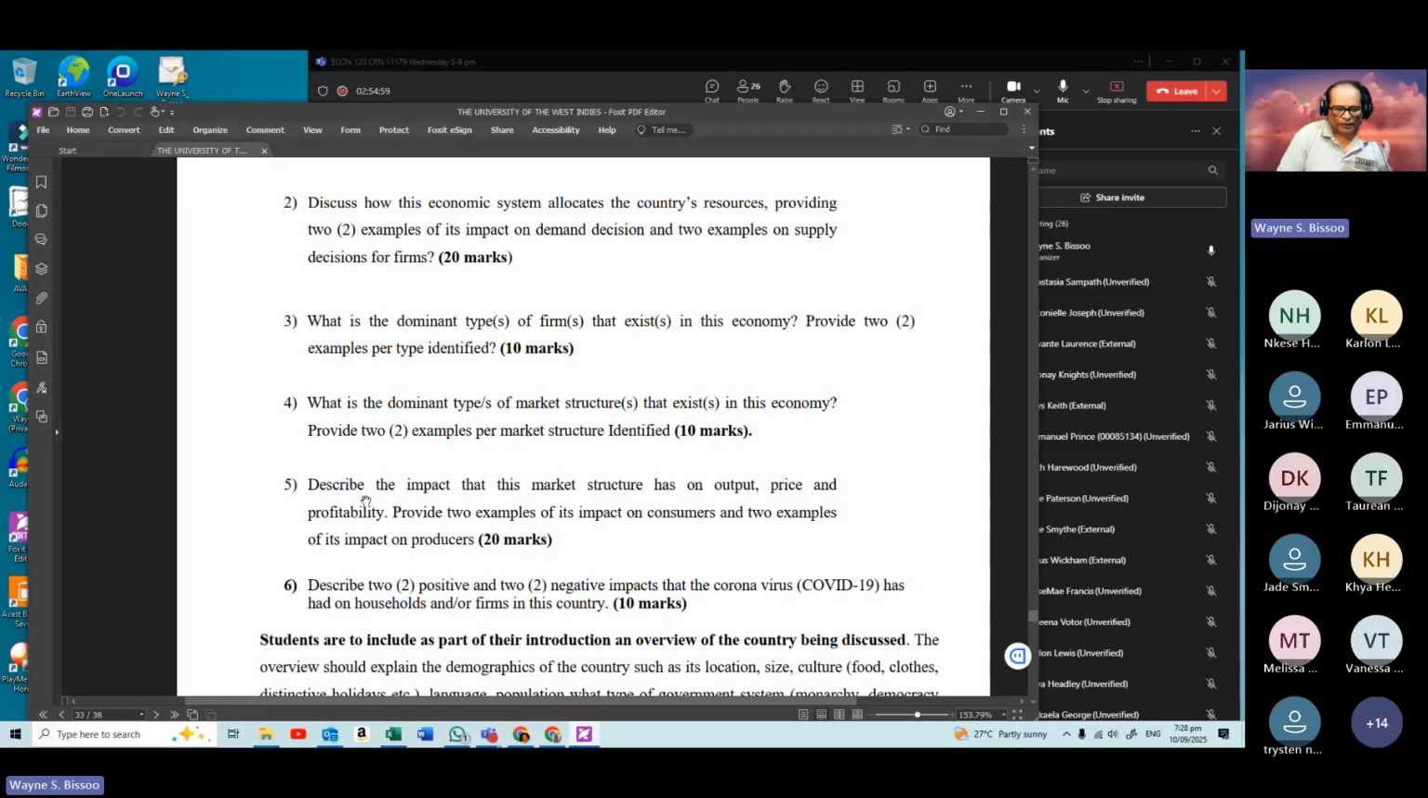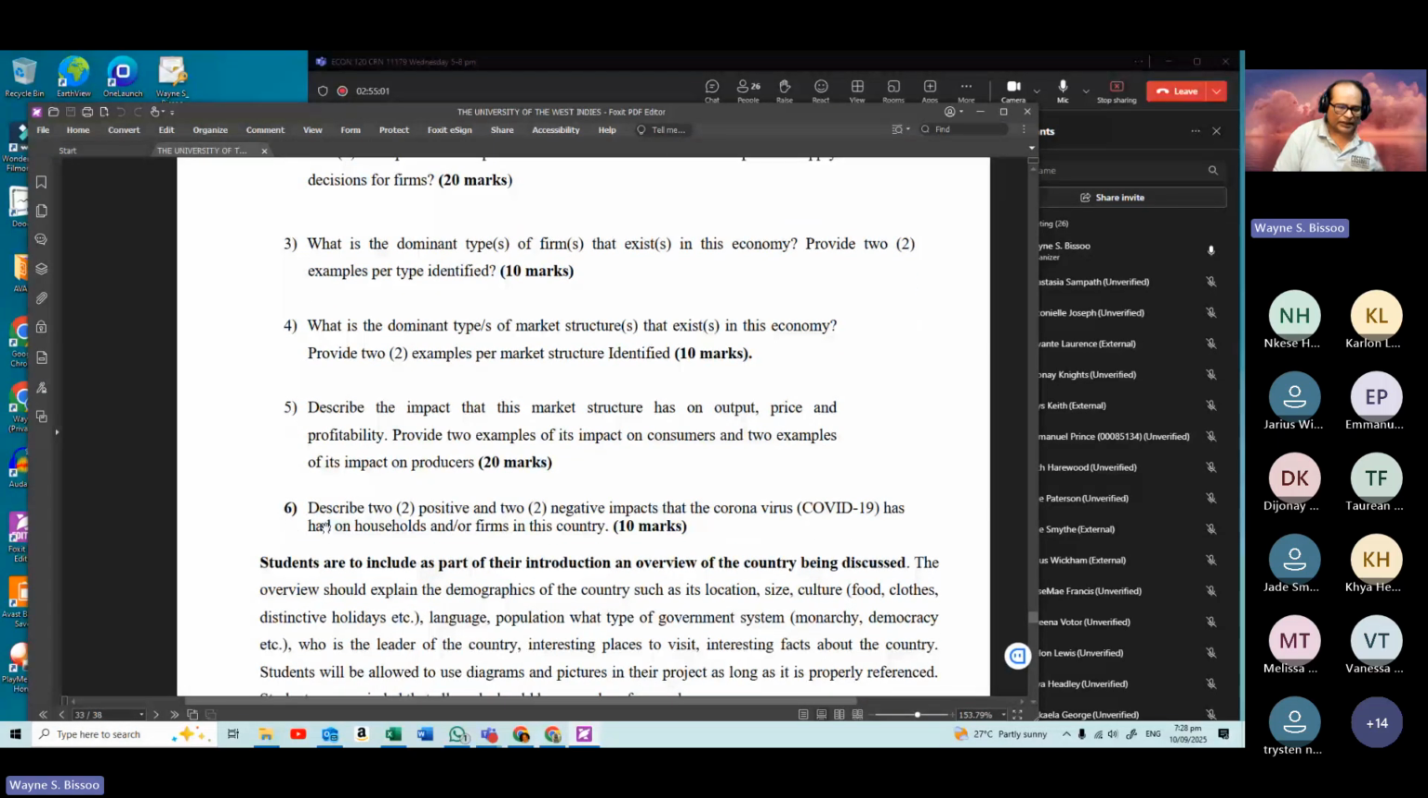All right. That's question 5, and then question 6. I want to get rid of this question because it's getting old. But for now, describe 2 positive and negative impacts that the coronavirus had on households and firms in this country. It's starting to lose its relevance at this point in time, so this part of the question needs to be updated. But for now, it's still here. I don't have the authority to just change the instrument just like that.